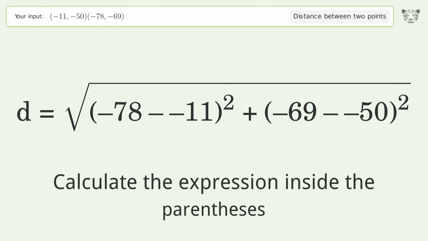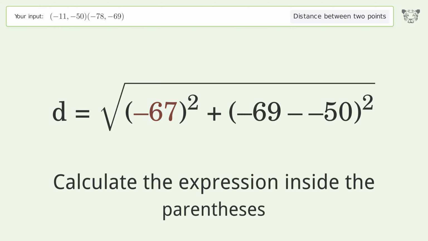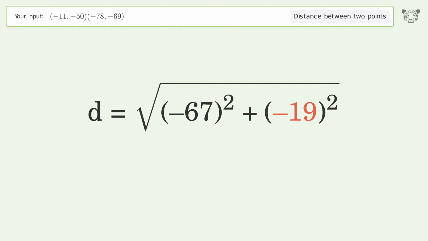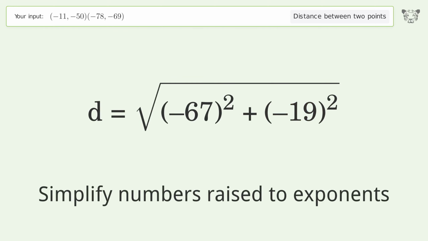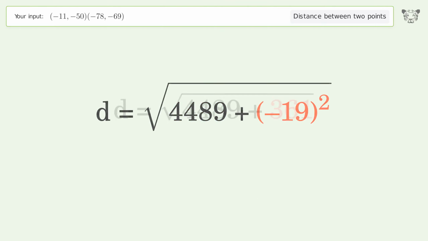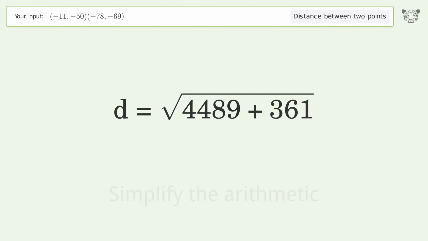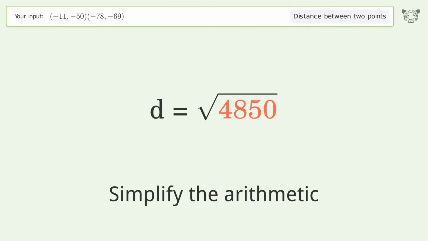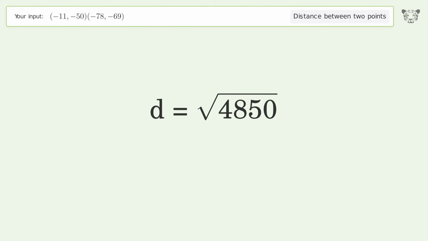Calculate the expression inside the parentheses. Simplify numbers raised to exponents. Simplify the arithmetic. And so the distance between the 2 points is the square root of 4,850, or 69.642.